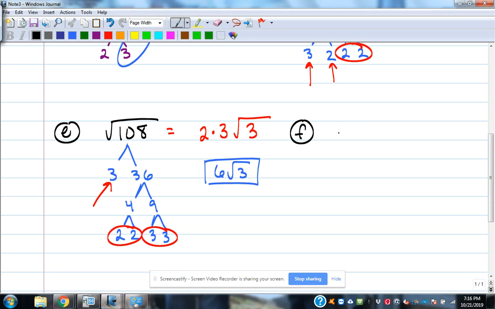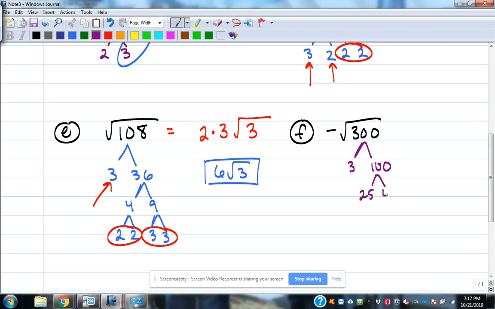Let's look at this one. Square root of 300. And let's put a negative sign on the outside to begin with. Okay? All that negative sign that's out there does is just waits to see what happens. It really doesn't affect how we do the problem. It just waits to see what happens. So we're going to break down the 300. How about 3 times 100? It's an easy way to get 300, right? And then break down the 100.